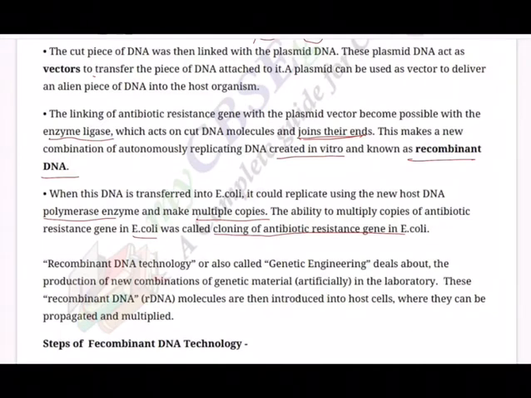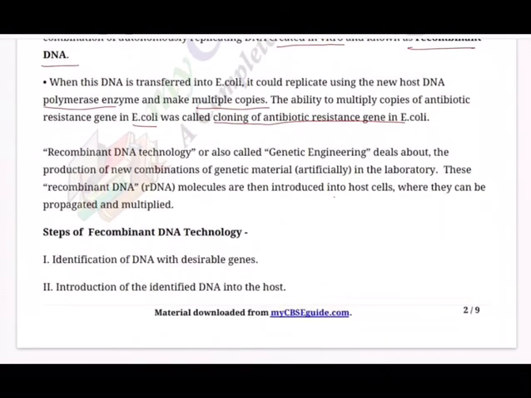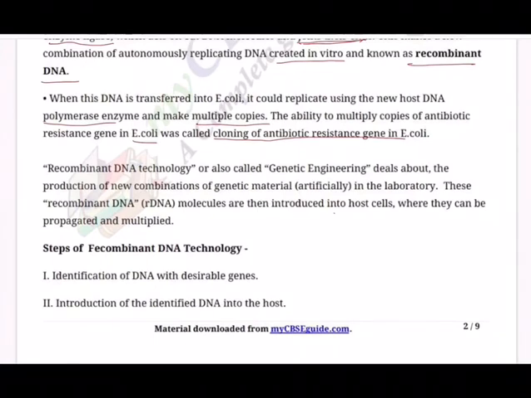So rDNA technology, also called genetic engineering, deals with the production of new combinations of genetic material in the laboratory. These rDNA molecules are then introduced into host cells where they can be propagated and multiplied. Basically, the tools for recombinant DNA technology: first we need enzymes, and after enzymes we require separation by gel electrophoresis and the cloning vectors. Then we require a competent host, and then of course we go for the steps in recombinant DNA.